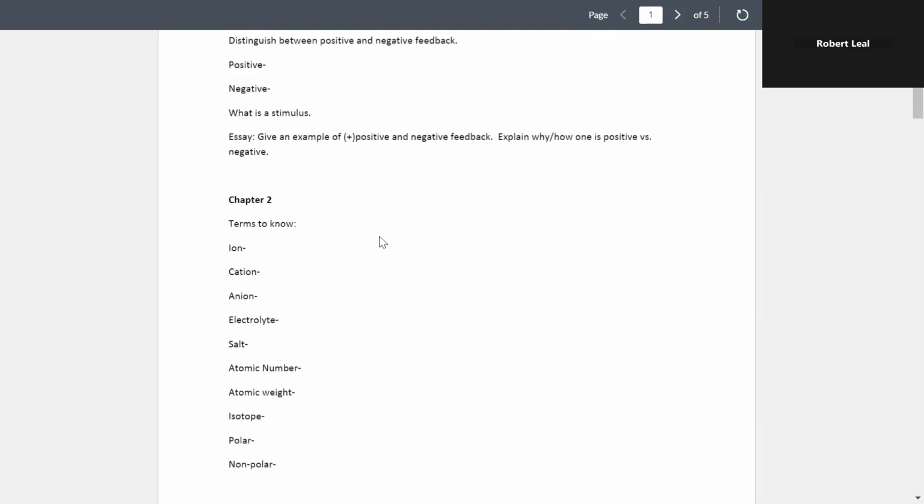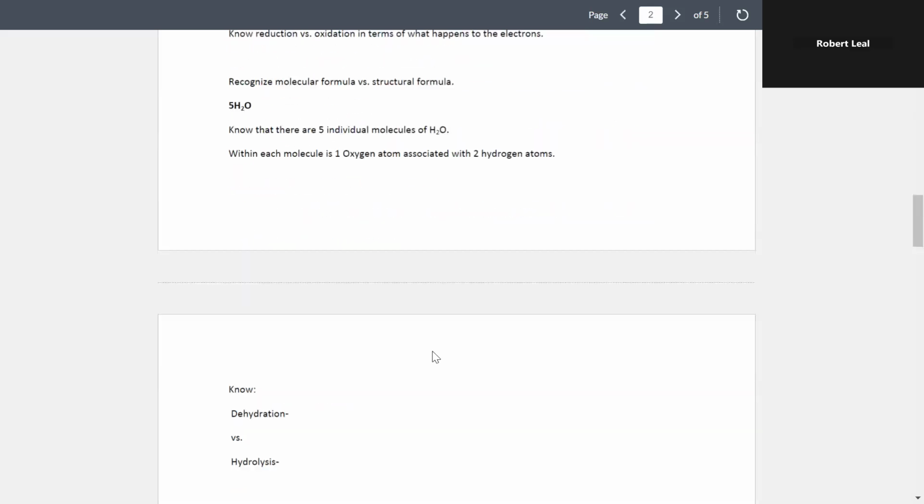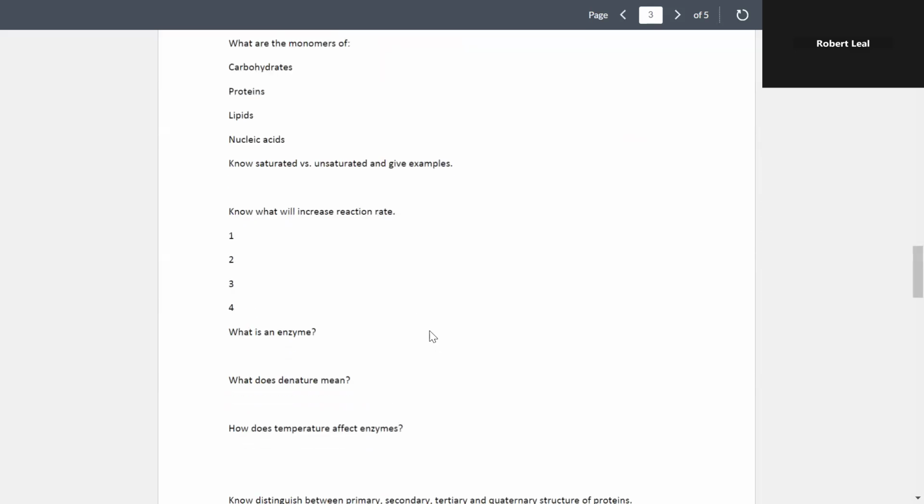Chapter 2, some of the terms that they want us to know: what's an ion, cation, anion, so forth. So you have questions here pertaining to what you should know for your first exam, covering materials from chapters 1 through 3. Look here, what are some things that will increase the speed of a reaction? Let me see: heat, presence of an enzyme, more reactants so you can form products faster, smaller size reactants as well. What is an enzyme?